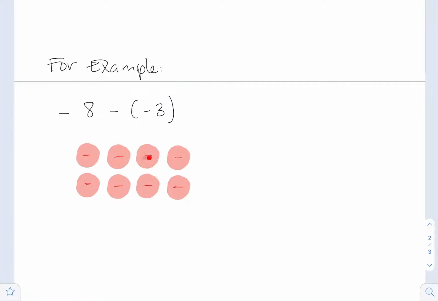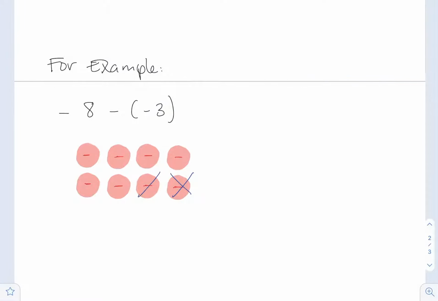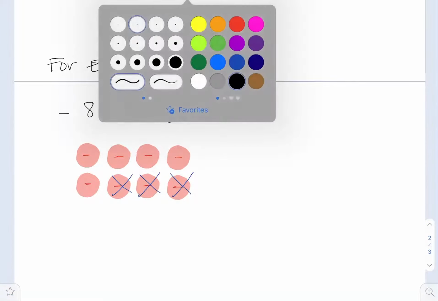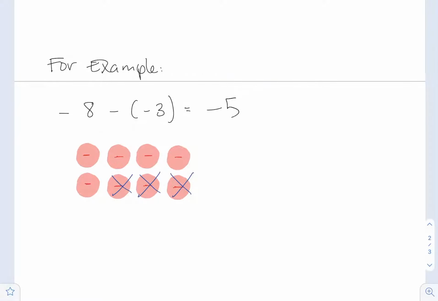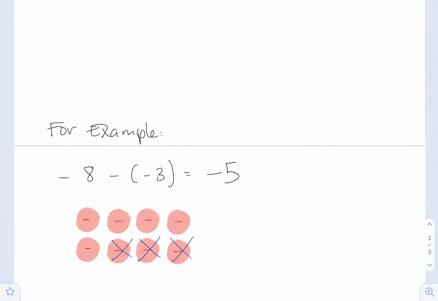I have 8 negative counters. I need to take away 3 of these. So if I take them away, these are the 3 counters that I take away. How many negative counters do I have left? Let's count. 1, 2, 3, 4, 5. And our answer would be -5 counters left. Now that's the first point. Let me say that again. If you have enough negative counters to take away, then it's just a simple process of crossing them out.